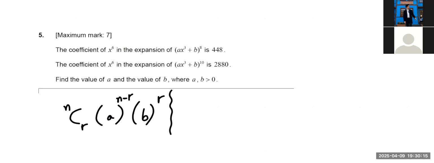So this is from paper 2. We're given that the coefficient of x to the power of 6 of this expansion is 448. The coefficient of x to the power of 6 of this expansion is 2880. We've got to find a and b.